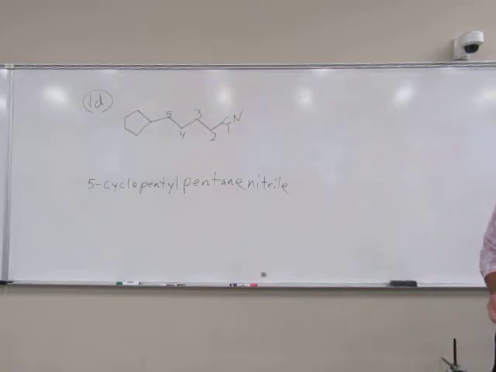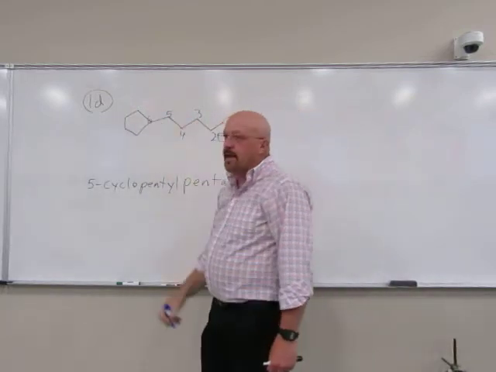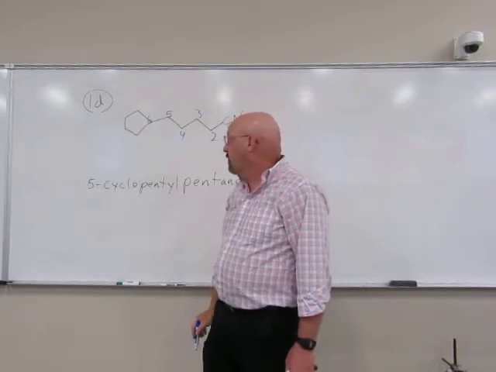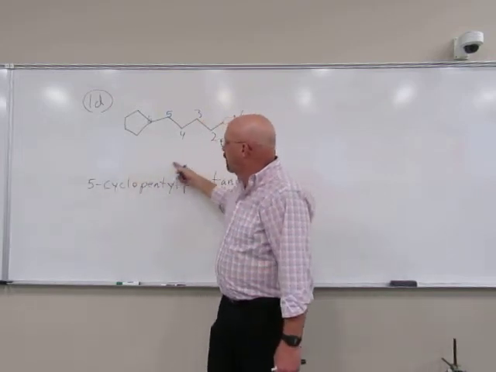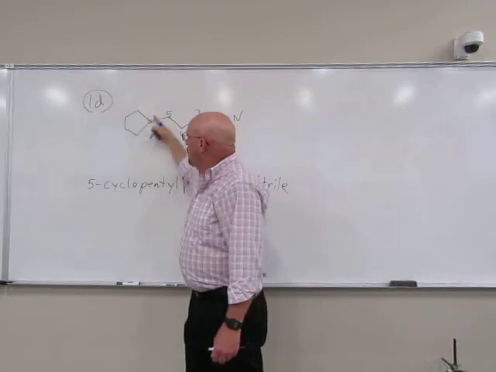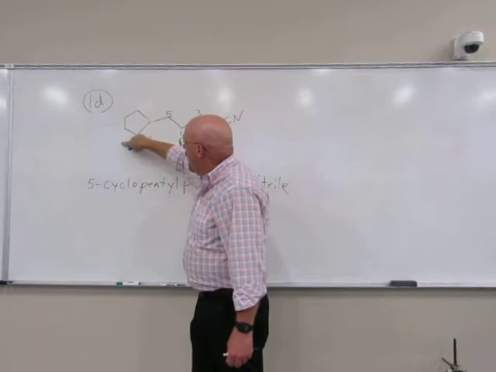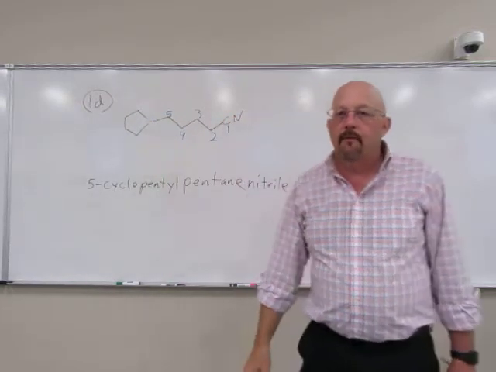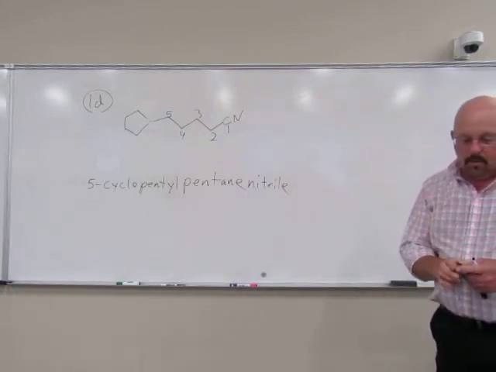Questions? Now be careful, I get students all the time, they go along numbering and they want to make this number 6. No, you're numbering the chain. That carbon's part of the ring. You're dealing with that right here. That's a cyclopentyl group. That is taking care of that carbon there. That's not the number 6 position. That ring is on number 5. You're numbering the chain. You're not numbering that ring here. Questions?